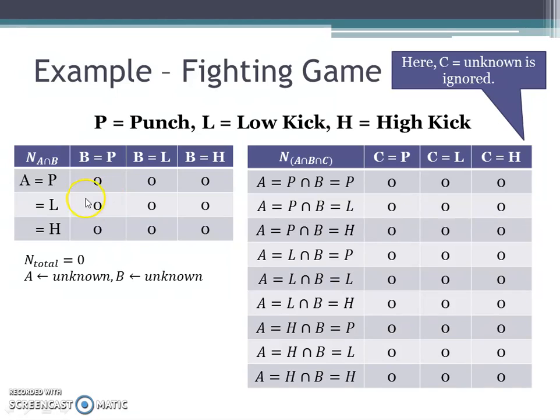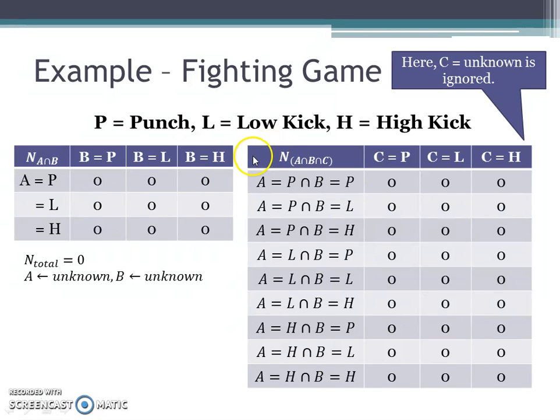For example, this value right here corresponds to the number of occurrences where the previous first strike is L and the previous second strike is P. So what is the value? How many times does this occur?